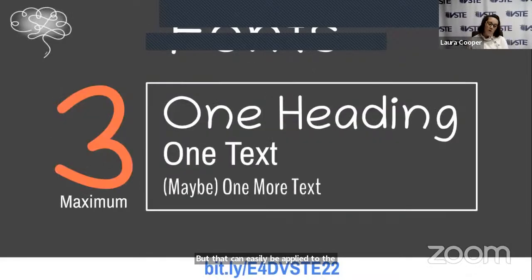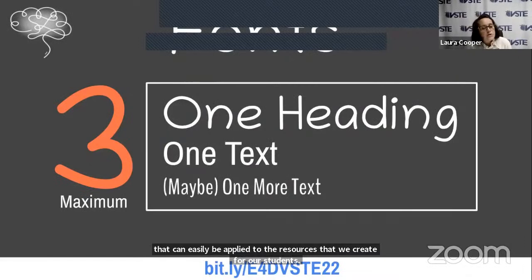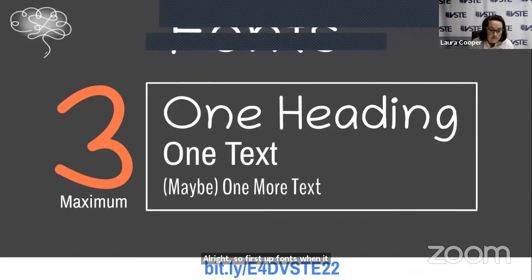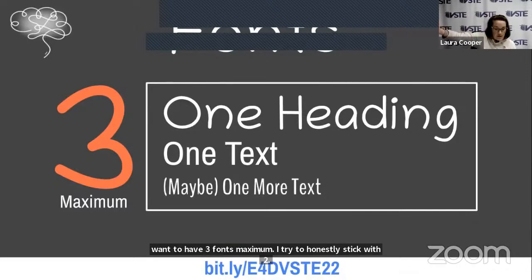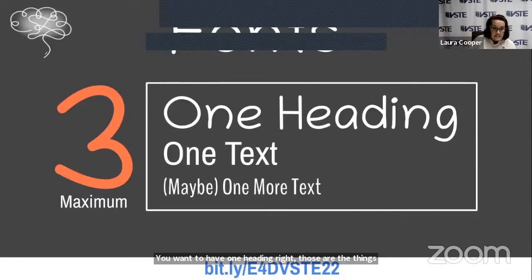All right, so first up, fonts. When it comes to creating anything you're going to put in front of students, you want to have 3 fonts maximum. I try to honestly stick with 2. You want to have one heading, right? Those are the things that are big and bold. And you want to have one text for your text boxes or your information that you're sharing, and maybe one more if you have something else you want to delineate or separate from the rest of it. So 3 fonts maximum.